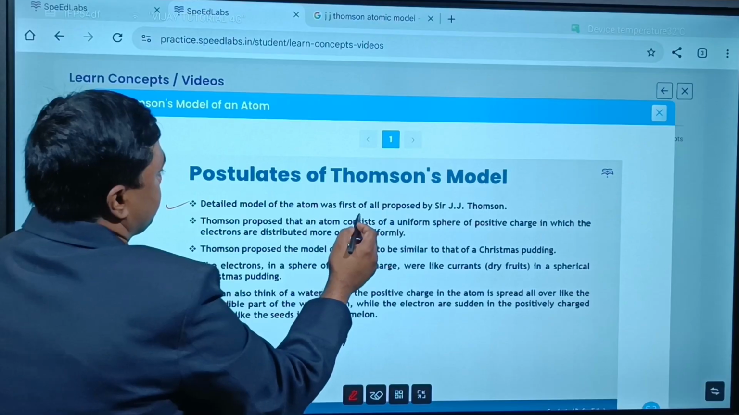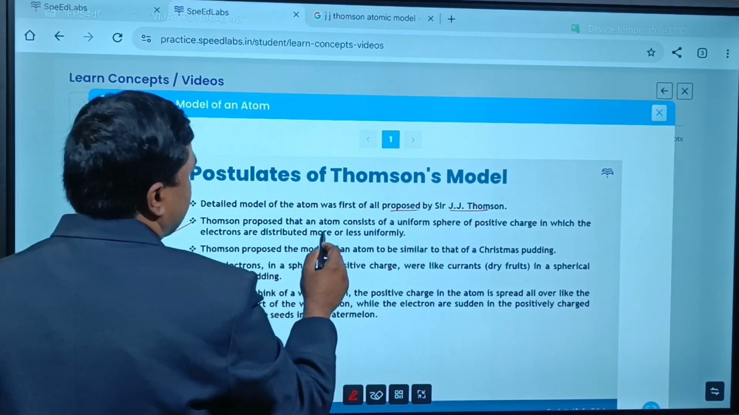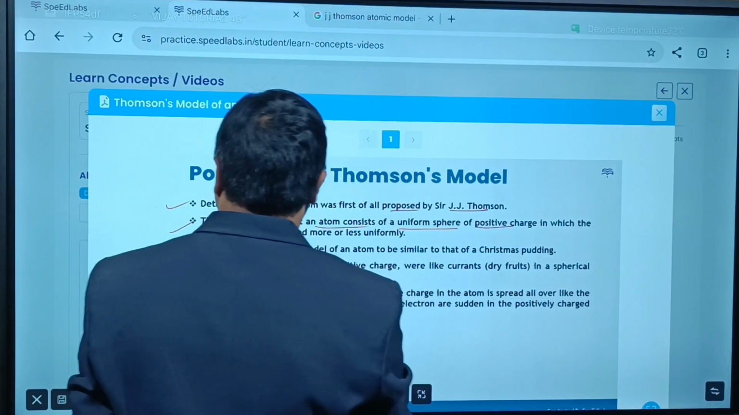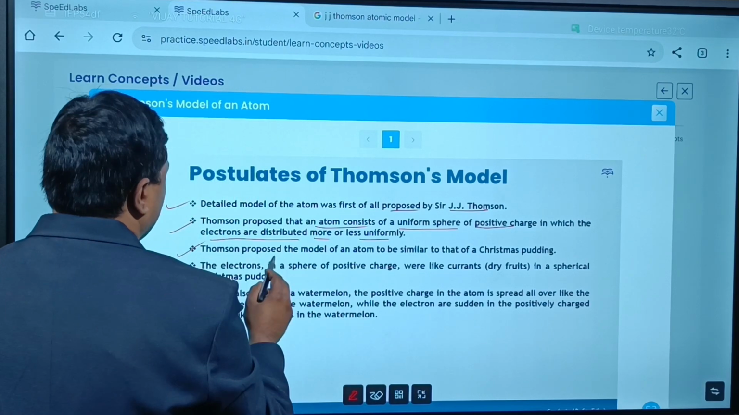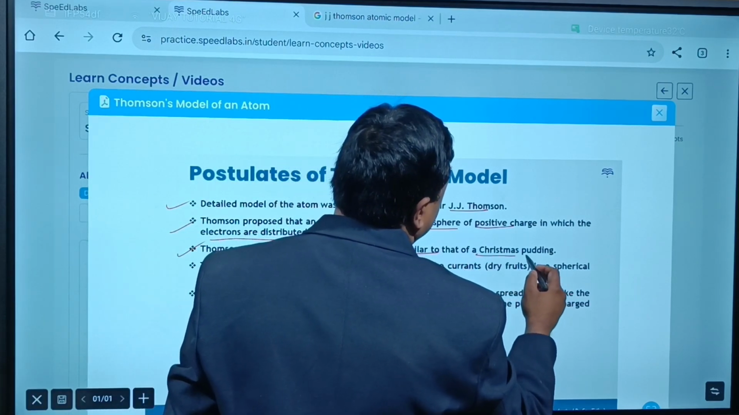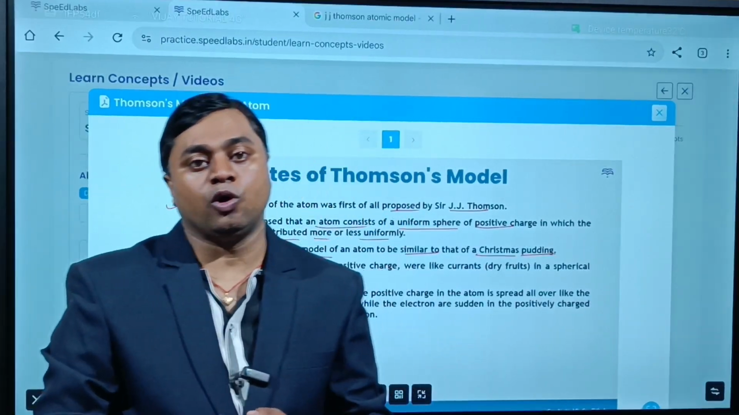The detailed model of the atom was first proposed by J.J. Thomson. As I told, Thomson proposed that an atom consists of a uniform sphere of positive charge in which the electrons are distributed more or less uniformly. Thomson proposed that the model of an atom be similar to that of a Christmas pudding. This model of atom is popularly called the plum pudding model.